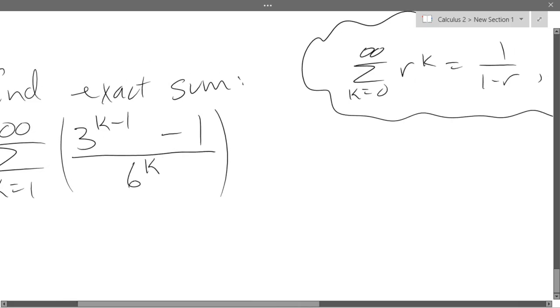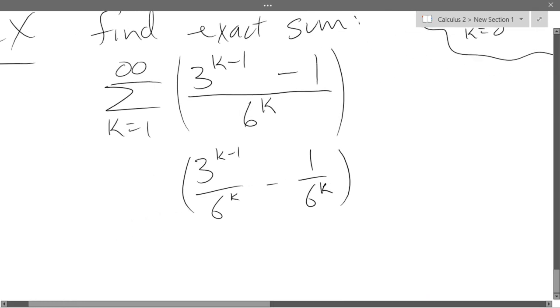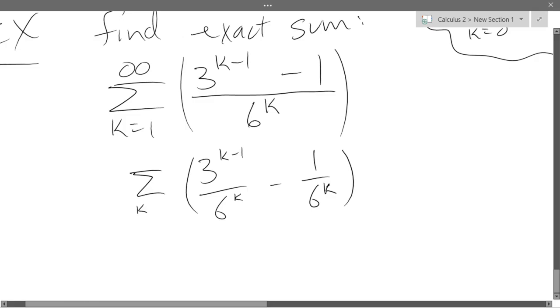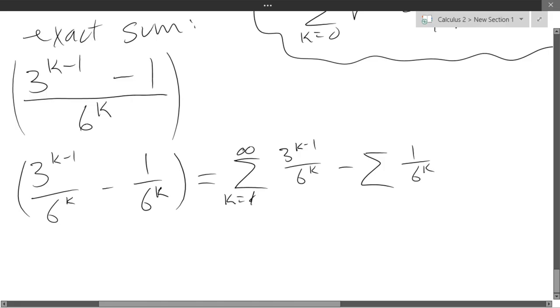Break the fraction. So we can break this into two fractions. So I'll just split it up over our denominator 6 to the k. So we have 3 to the k minus 1 over 6 to the k, minus 1 over 6 to the k. So that was a pretty easy algebra move to make. When am I allowed to write it as, so I'll write this down, but then I want to write down when it's actually true. So this may equal summation k equals 1 to infinity, 3 to the k minus 1 over 6 to the k, minus summation 1 over 6 to the k.